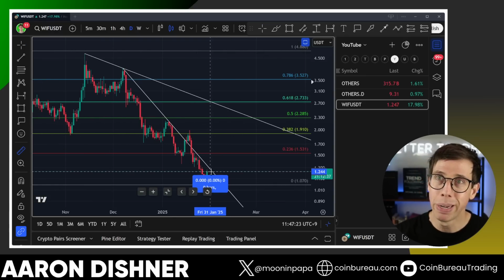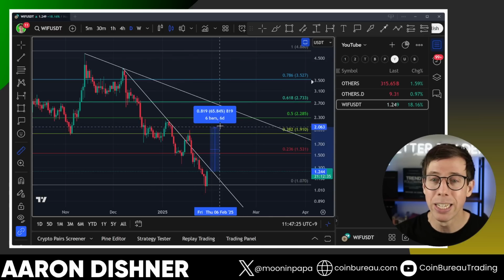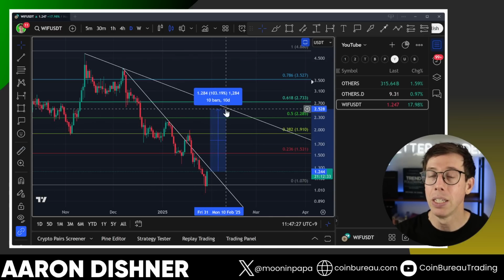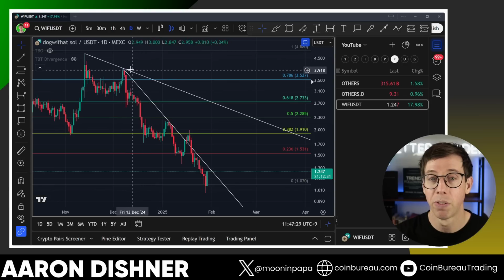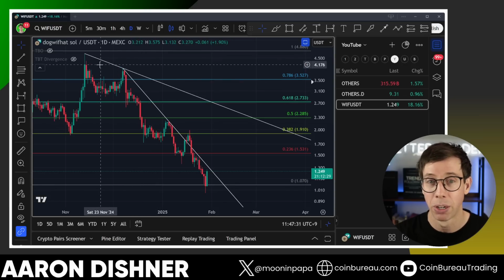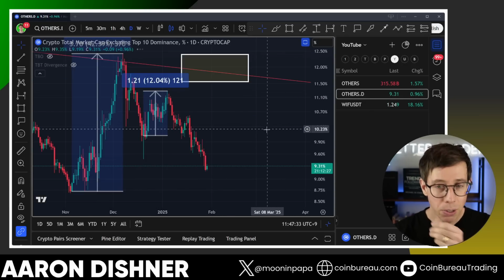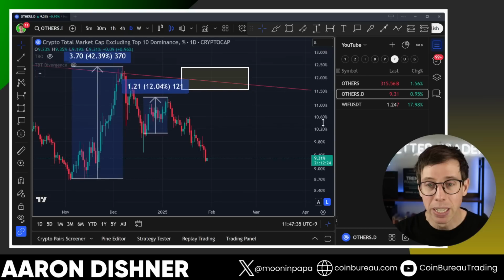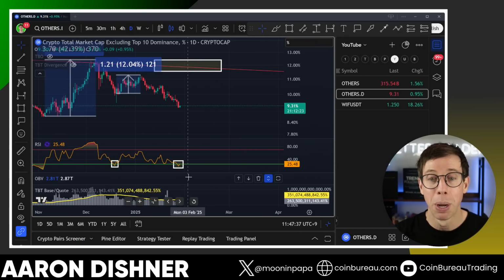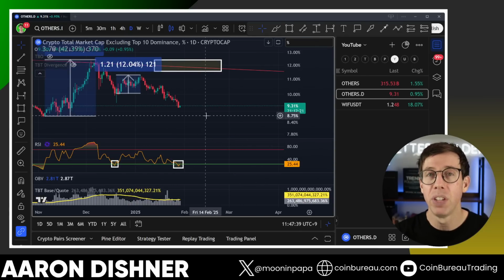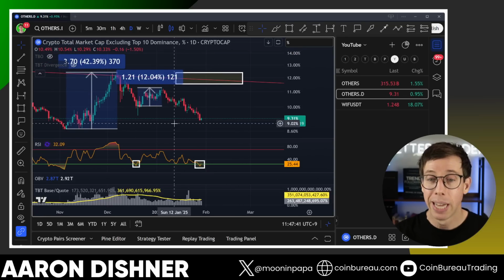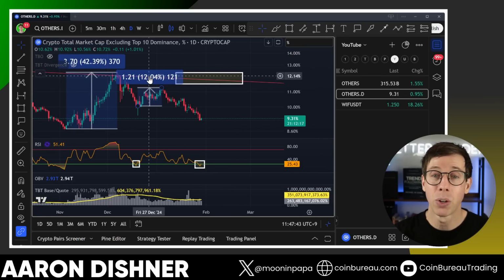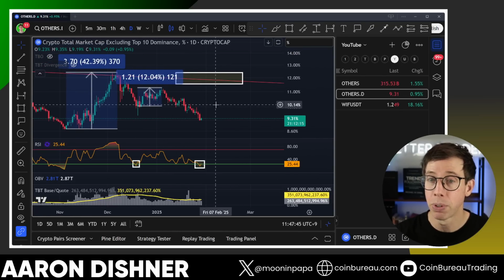So while charts may not be making new all-time highs, they'll at least be recovering and liquidating a lot of short sellers, which have been winning ever since December, especially for WIF. Others dominance is admittedly still looking quite bearish, but it's in the process of flipping bullish, which in the last 2 times, others dominance increased to 12% and also 42%.